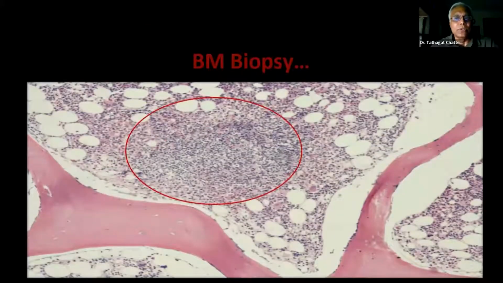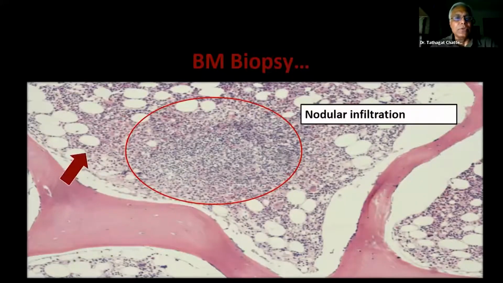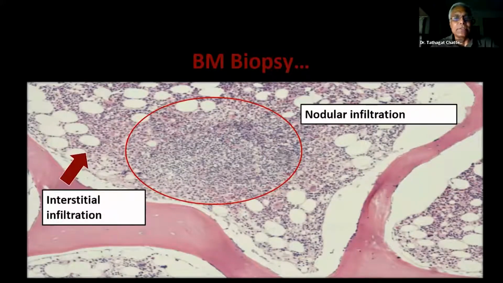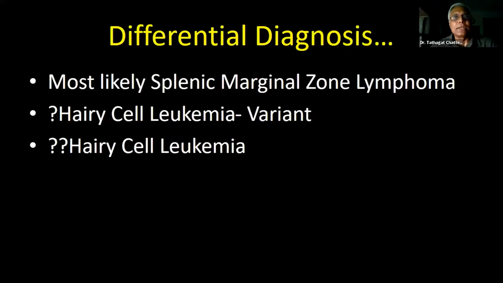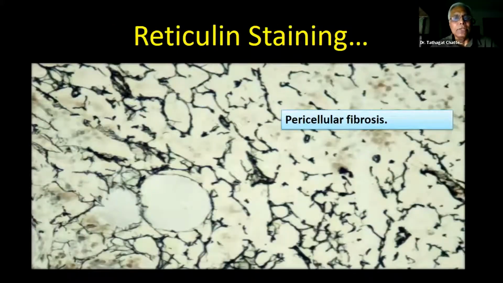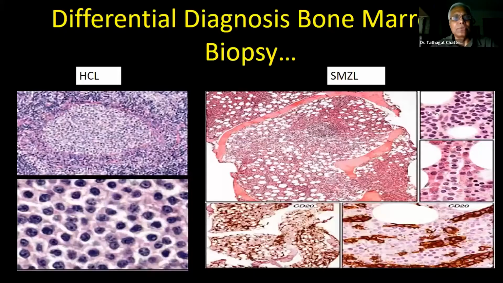Look at what we got. The nodular infiltration. But we also got interstitial infiltration. Again, the differential diagnosis is SMZL variant most likely, and hairy cell leukemia. We are still stuck. We did a reticulin staining and we saw pericellular fibrosis. This is the differential diagnosis of the bone marrow biopsy.